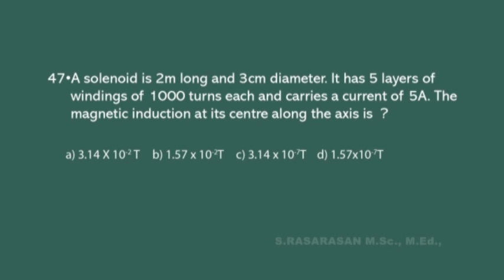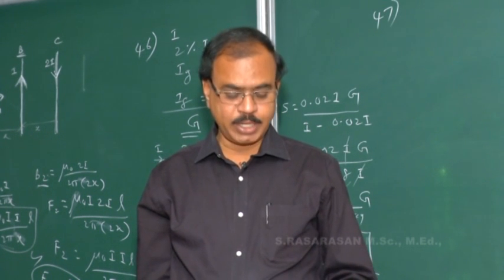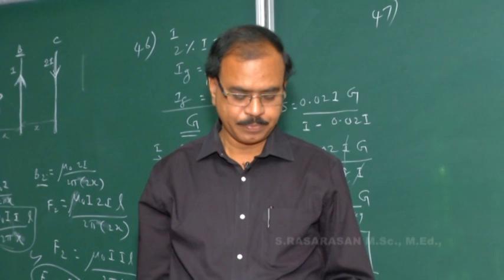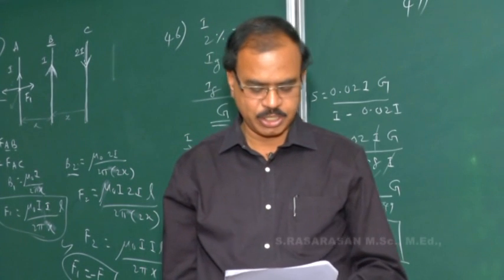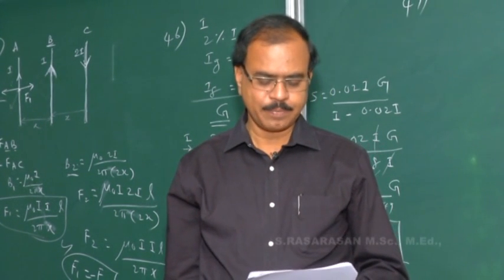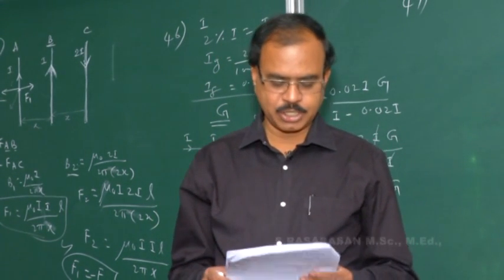A solenoid is 2 meter long and 3 centimeter diameter. It has 5 layers of windings of 1000 turns each and carries a current of 5 ampere. The magnetic induction at its center along the axis is dash. Repeat. A solenoid is 2 meter long and 3 centimeter diameter. It has 5 layers of windings of 1000 turns each and carries a current of 5 ampere. The magnetic induction or magnetic field at its center along the axis is dash.